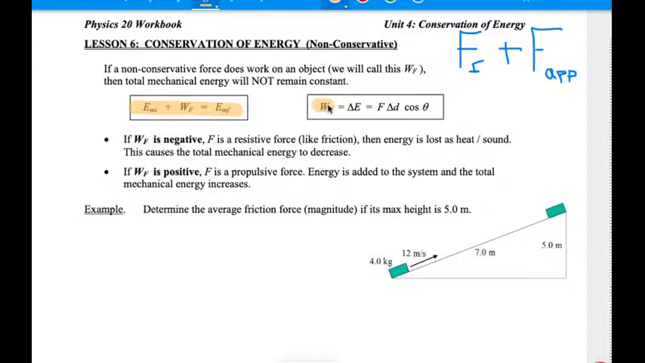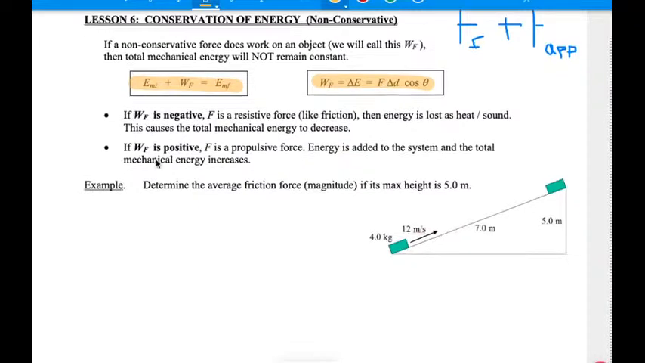Just like I stated, the work due to our external forces or our non-conservative forces is equal to the change in energy of those, or the force times distance that is parallel to our motion or our displacement. So when we are working with friction, anything that is a resistive force, we need to remember that this work is negative.